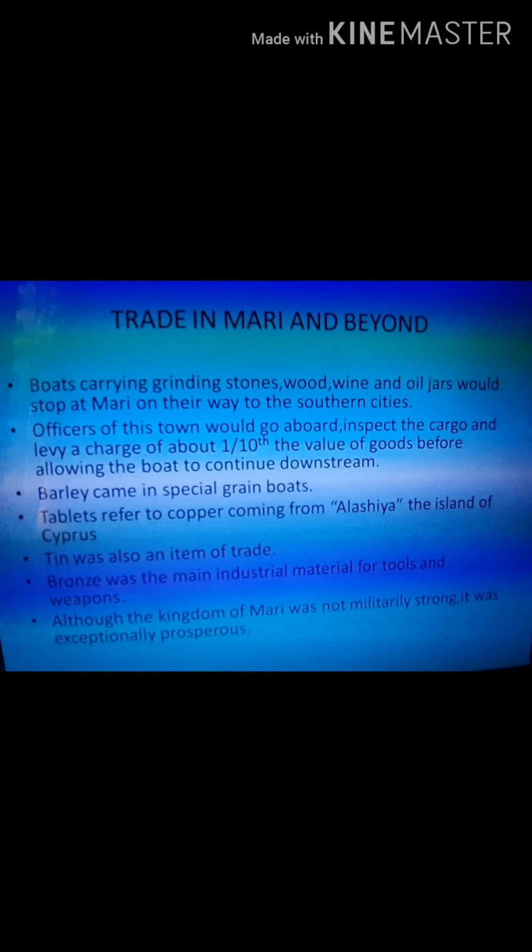Barley came in special grain boats, and in tablets they refer to copper coming from a place called Alasia, the island of Cyprus. Tin was also an item of trade, and bronze was the main industrial material for tools and weapons. Although the kingdom of Mari was not militarily strong, it is said that it was exceptionally prosperous.